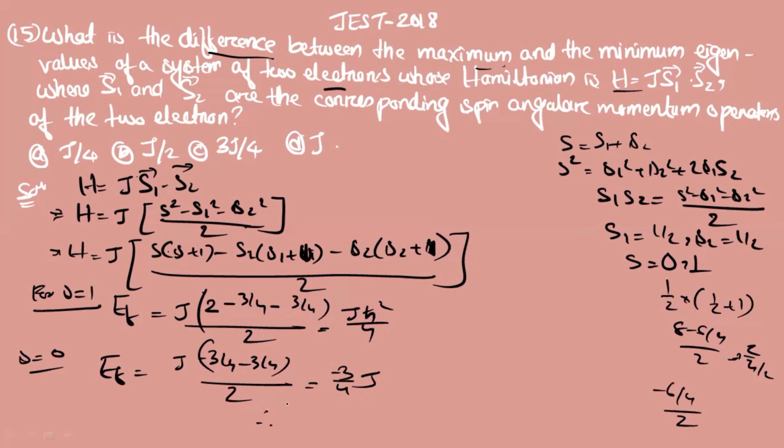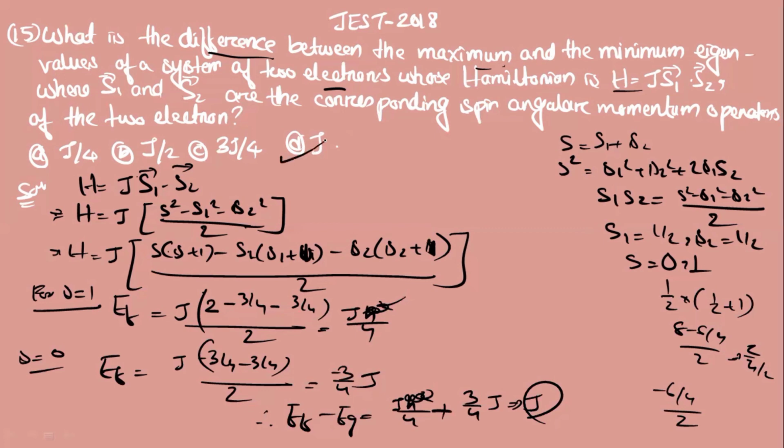Now you are asked to calculate the difference between the maximum and the minimum. Maximum is E1, minimum is E0. So when you do so, you will get J h cut square by 4, minus will become plus, 3 by 4 J. I'm ignoring the h cut square; here by mistake I have written it. So it will give you 4J by 4, that is ultimately equal to J. H cut is equal to 1. So the correct option is option D. Clear? We have done nothing; we have seen the value of S, S1, S2, and we have just used the Hamiltonian.